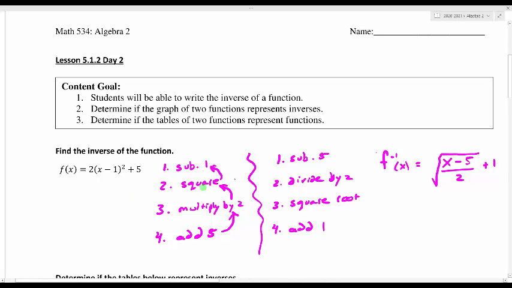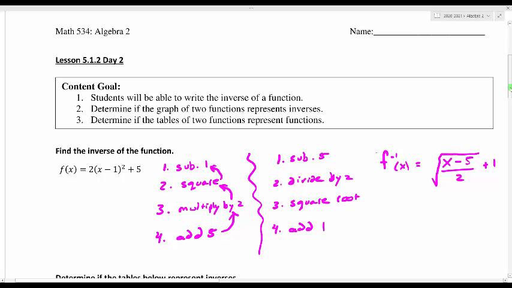So anything that you did that came before the square root is going to end up inside, right? So the subtraction and the division will go inside of the square root since the square root came after those two steps. The add 1 came after the square root, so this will be outside of the square root. All right, so there's our inverse.